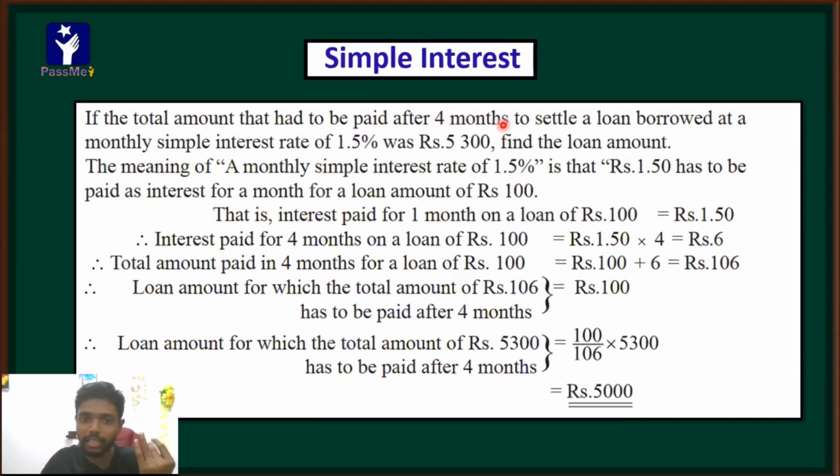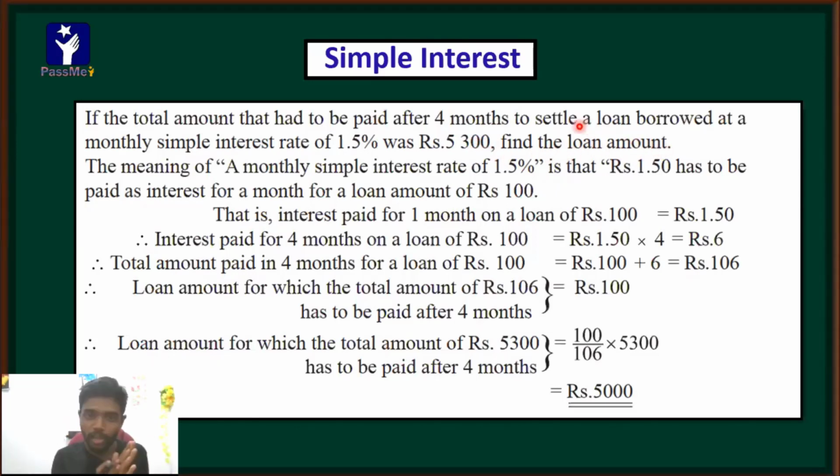to settle a loan borrowed at the monthly simple interest rate of 1.5%. 1.5% interest rate, monthly simple interest. All these 4 words are very important: monthly, simple interest, rate, 1.5%. The amount paid was 5,300. Find the loan amount. So that is the question.